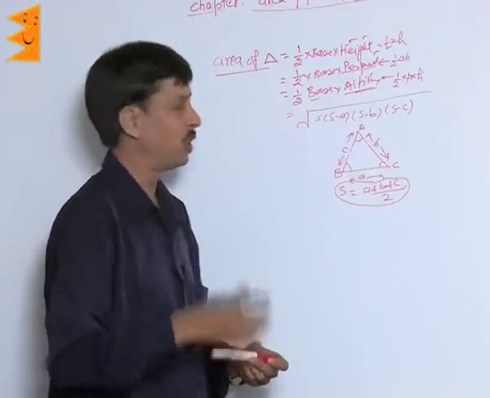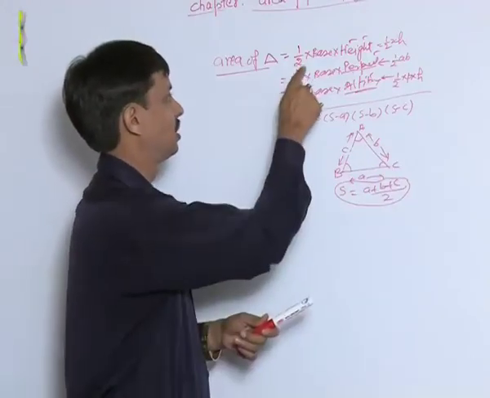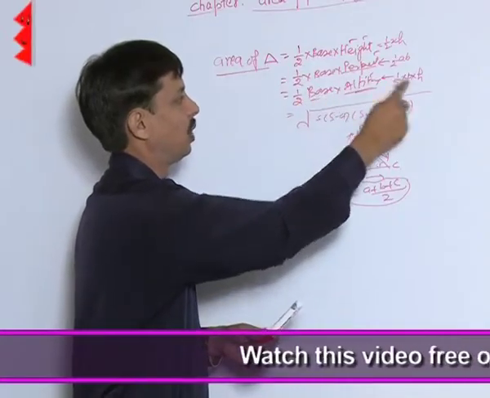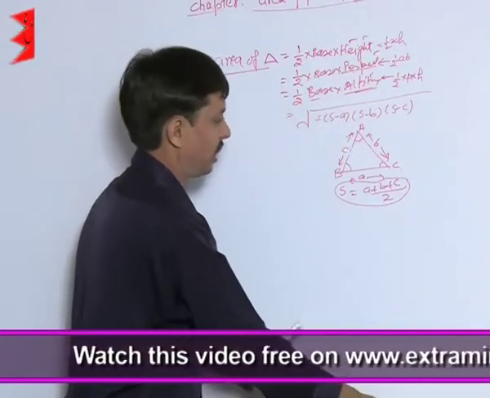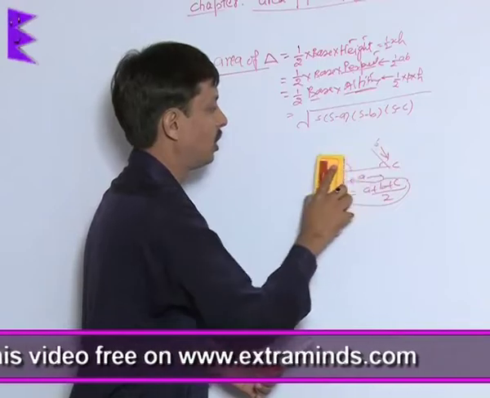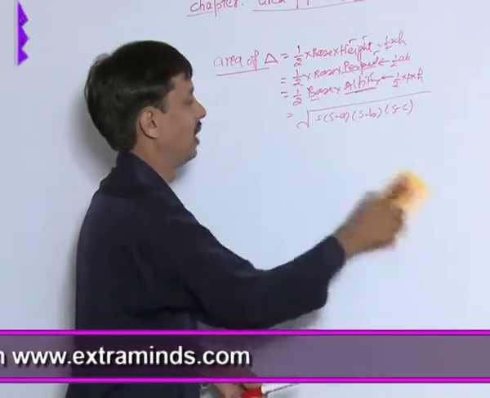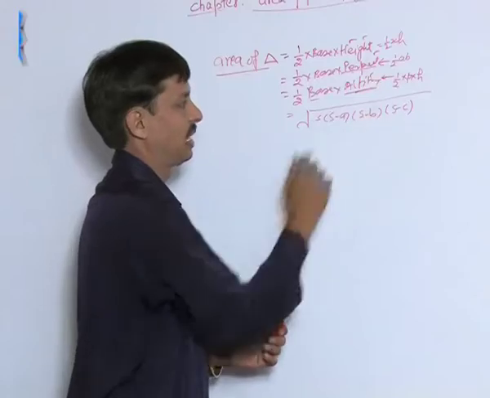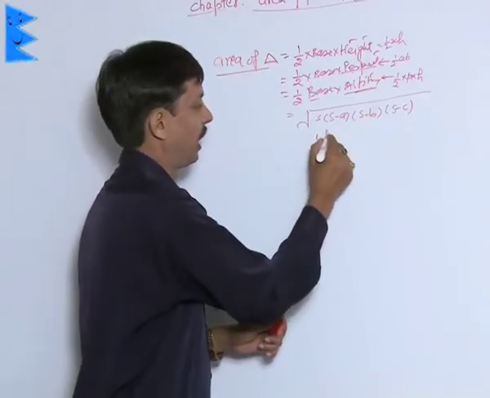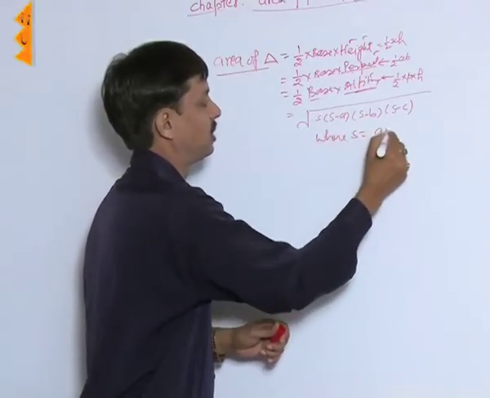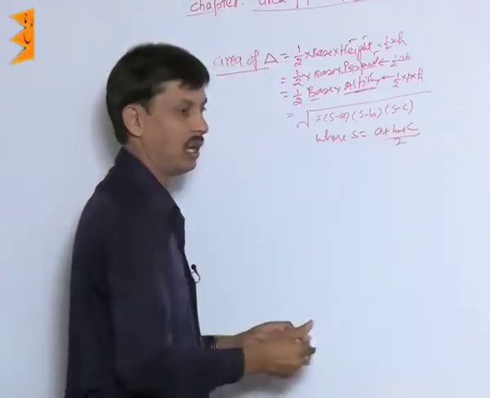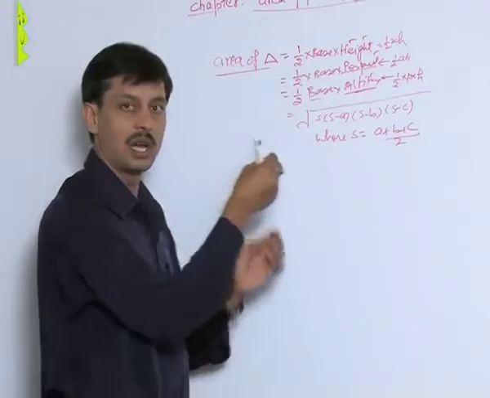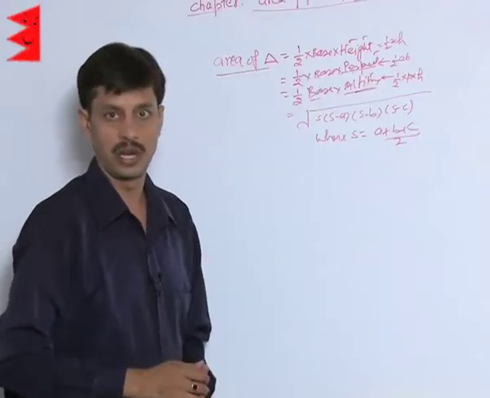So the first polygon, the triangle, has four results: half base into height, half base into perpendicular, half base into altitude, and when the triangle is scalene and all three sides are given, we can apply root of S into (S minus a), (S minus b), (S minus c), where I have explained that S is the semi-perimeter, that is half of the perimeter. So these are the results about how to find the area of a triangle.